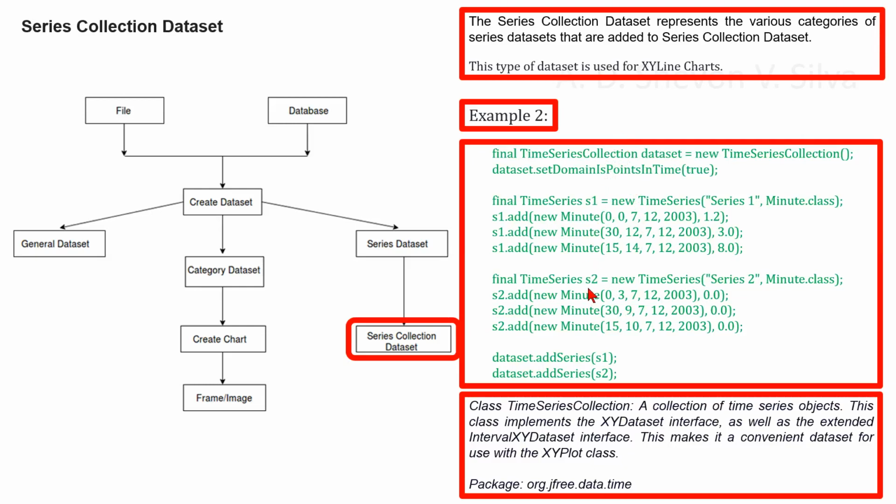As another example, we can consider this code segment. The class time series collection is a collection of time series objects. This class implements the XY dataset interface as well as the extended interval XY dataset interface. This makes it a convenient dataset for use with the XY plot class. This class is in package org.jfree.data.time.